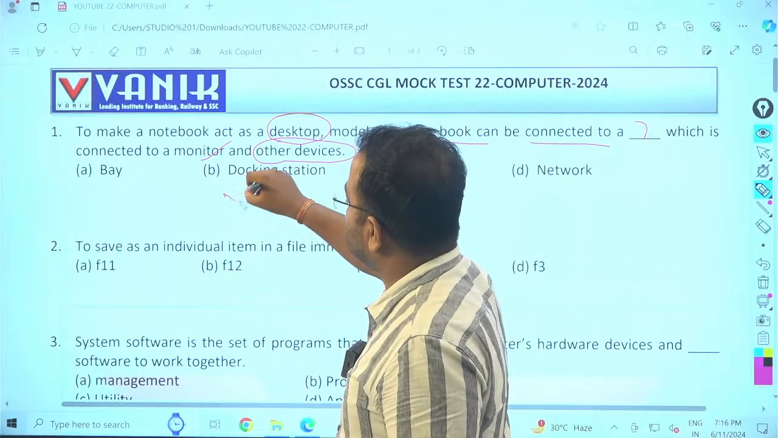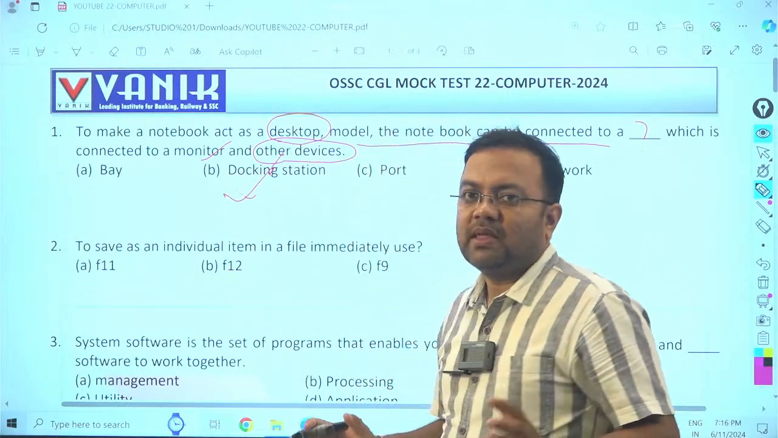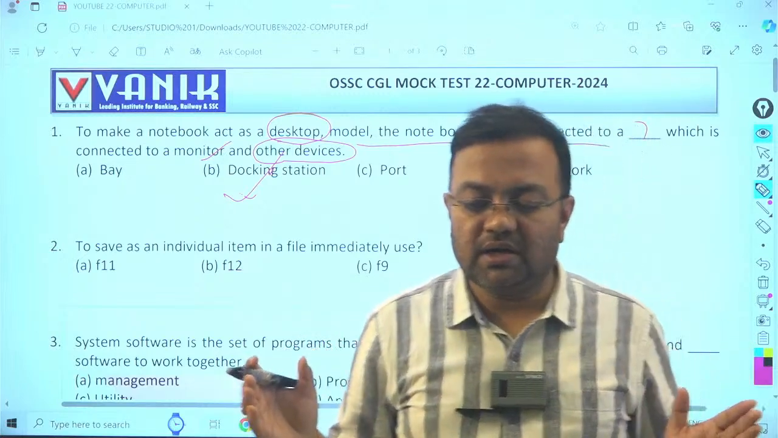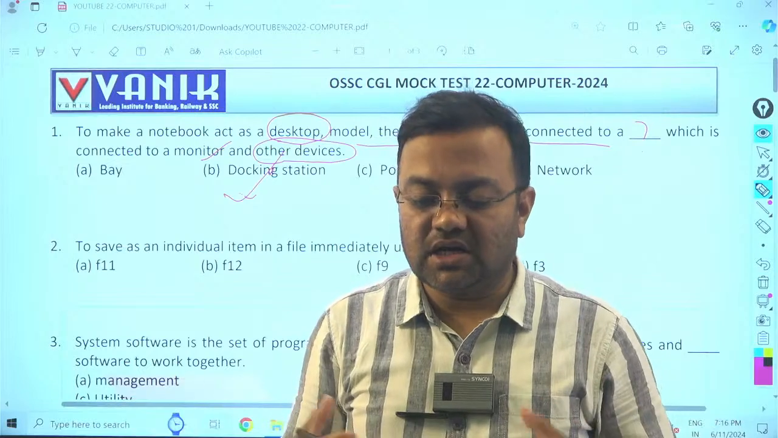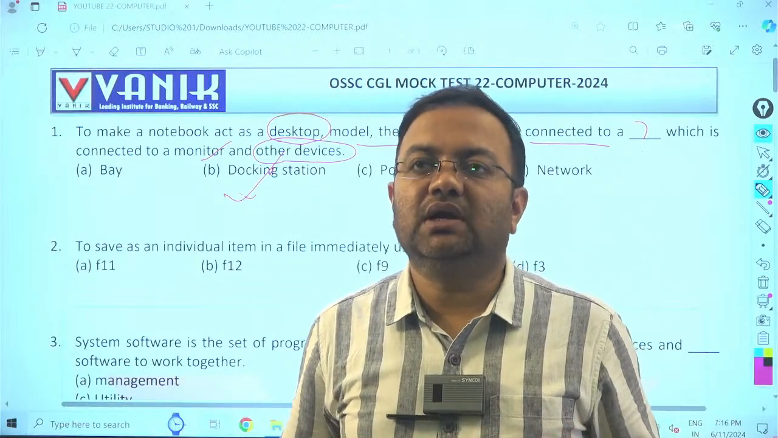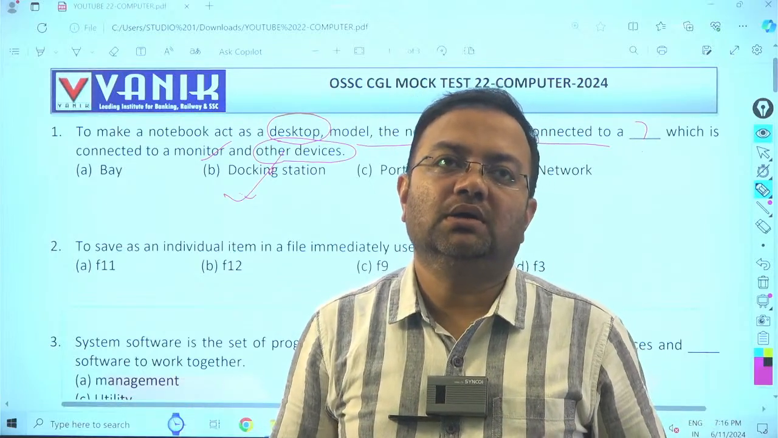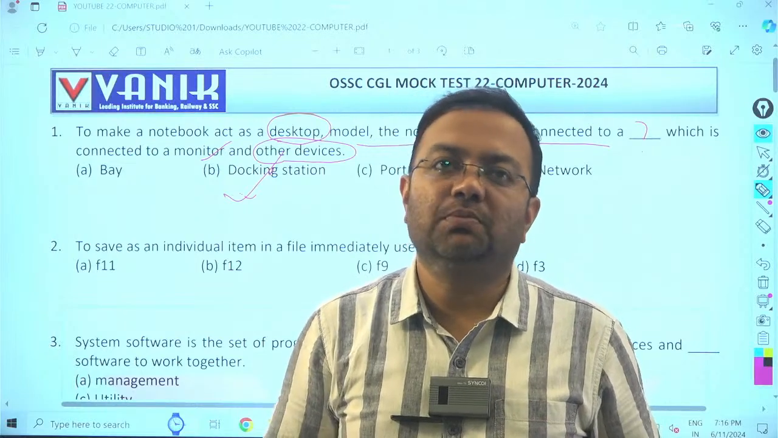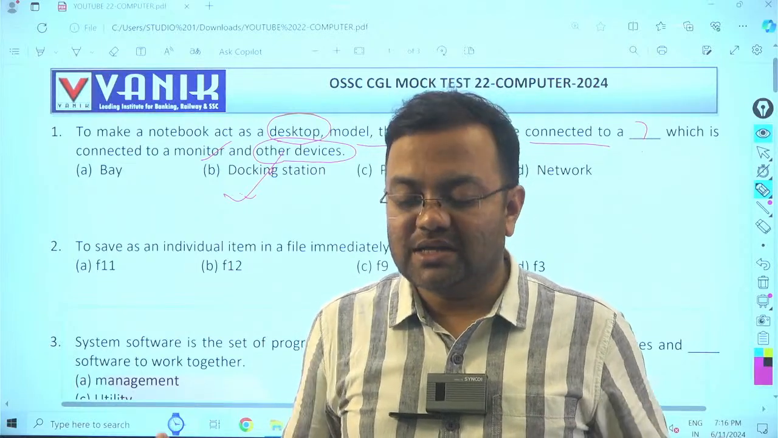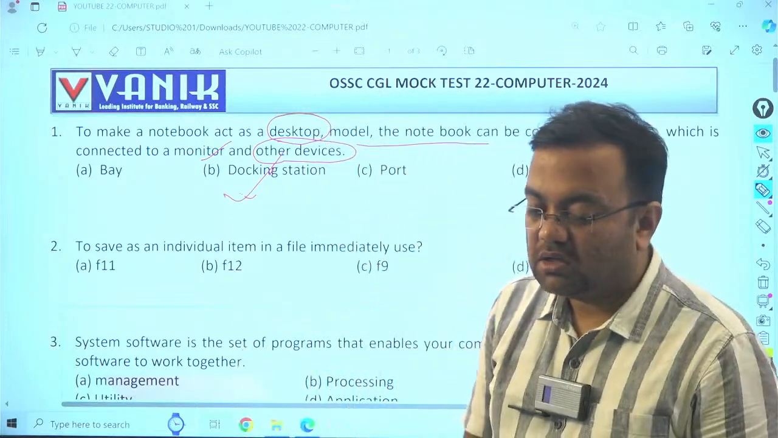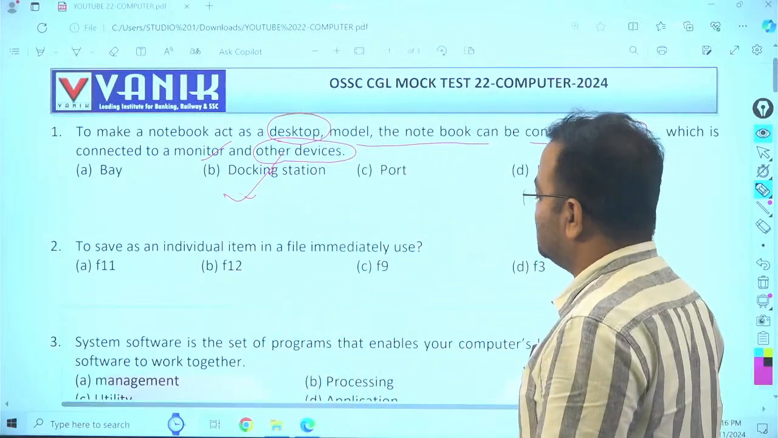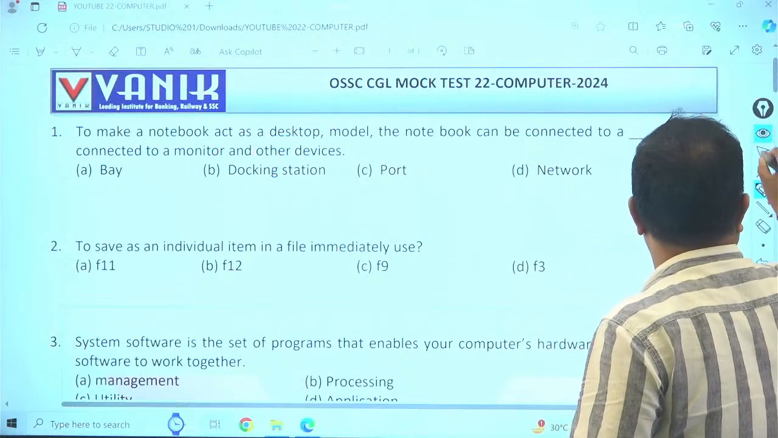Okay, simply students remember that docking station means an equipment, we can say one type of extension connectivity through which multiple external resources, add-on components, peripheral components can be connected to the computer system, right? So question number 1, answer is B, docking station. Then goes to question number 2.